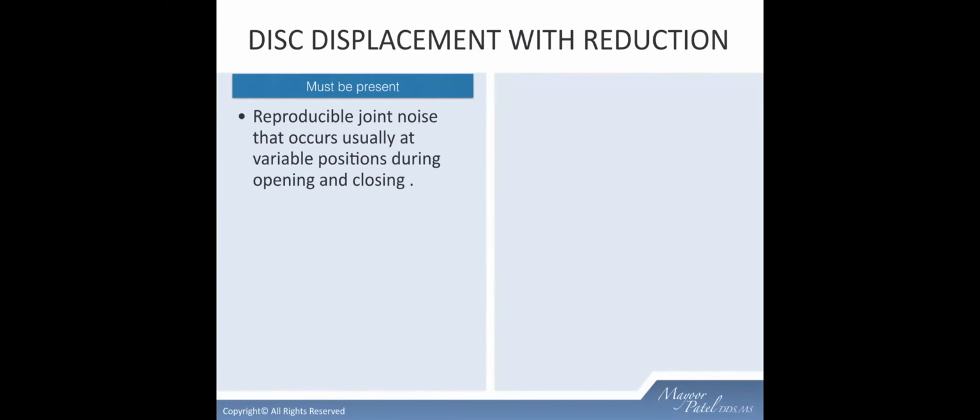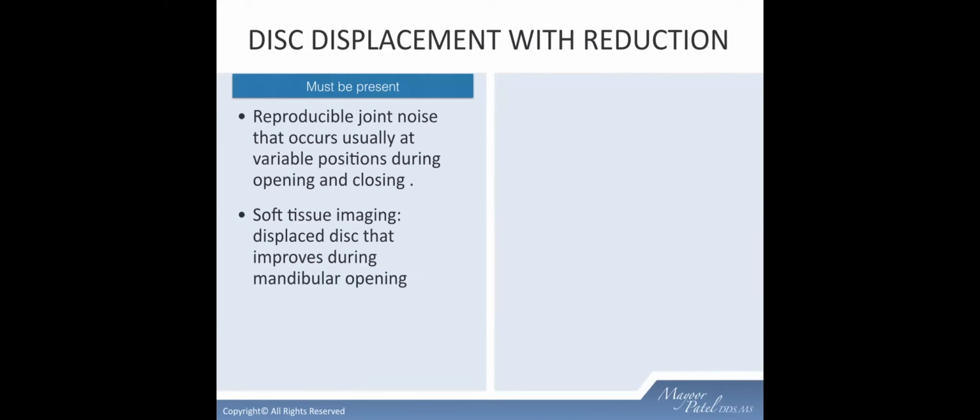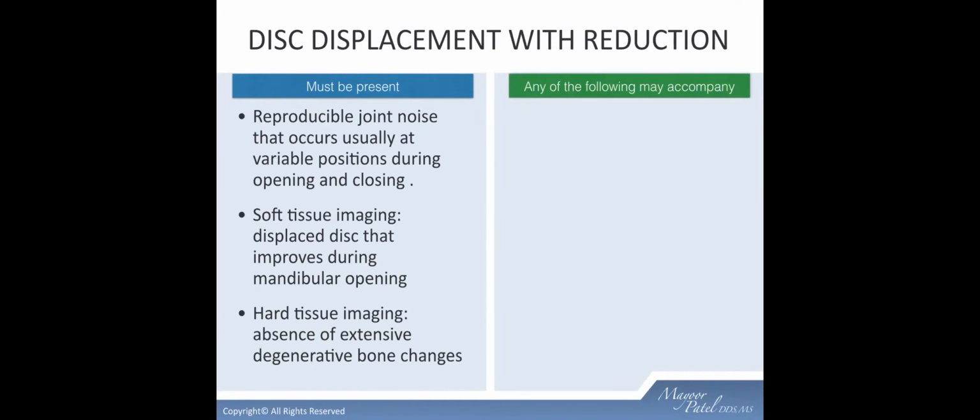So there's a reproducible joint sound that occurs on opening more so than on closing, but in some instances, you could have a closing aspect. Soft tissue imaging would demonstrate that a disc is slipped forward and improves when the person opens the mouth, but that requires an MRI. Not always mandated, but if you're not certain, then the MRI is the only way to confirm this. When you take your regular x-rays, you're not going to see extensive degenerative bony changes. So it's going to be very hard to extrapolate from a Panorex or, say, a tomogram of the temporomandibular joint that they have a disc that's slipped. Since the disc is soft tissue, the MRI is the only way to make it happen.